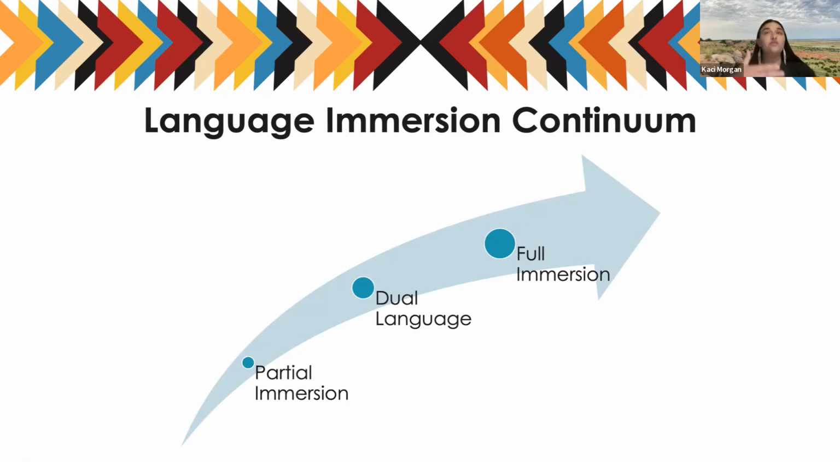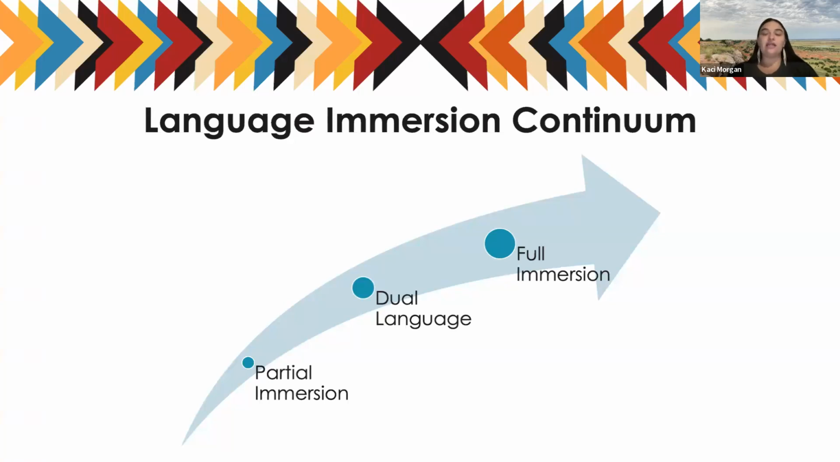So a full or nearly full immersion program that then tapers off in later grades to either include English or increase the amount of instructional time spent in English. We will look at a couple specific breakdowns of that time that you can consider. And then the second language immersion type that we will explore is dual language.